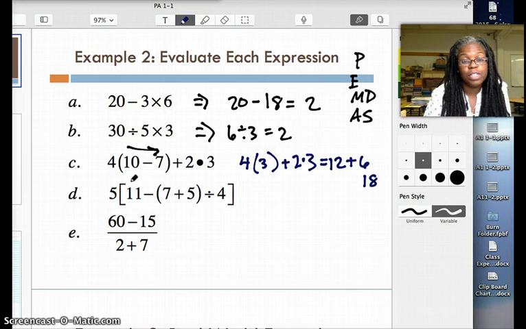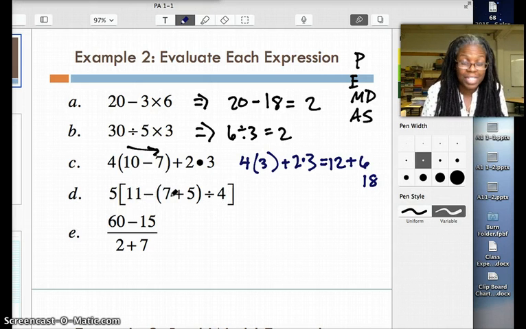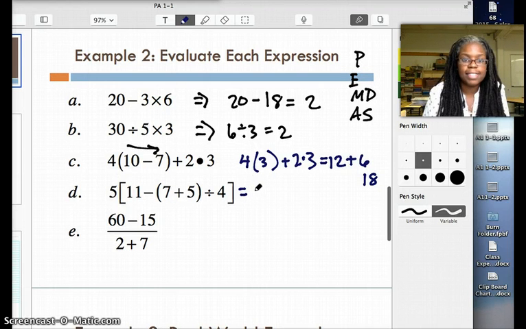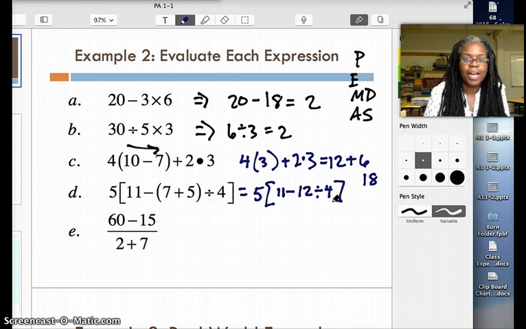So the first thing we should do is go to the outer brackets, and then after we go to the outer brackets, what's the first thing we're going to do inside the brackets? The inner parentheses. So the first rewrite of this problem will look like this. 5, I'm going to leave my bracket there, 11 minus, I'm going to do that, 7 plus 5 is 12, divided by 4, close bracket.